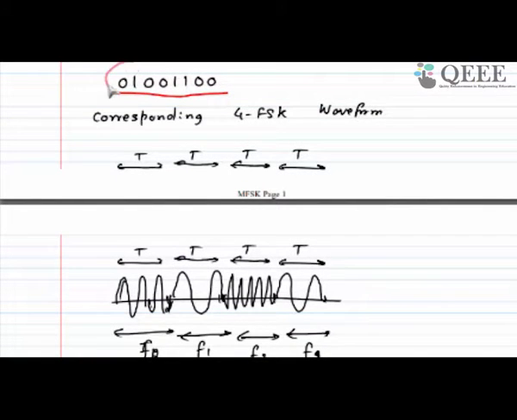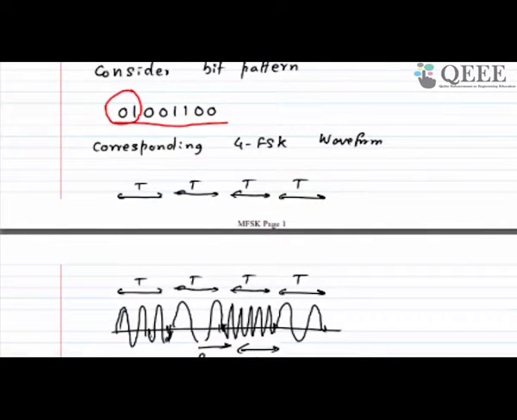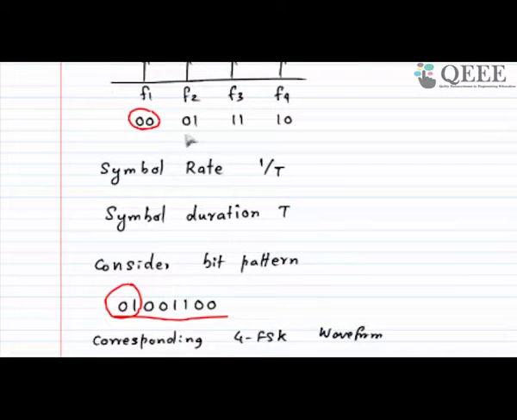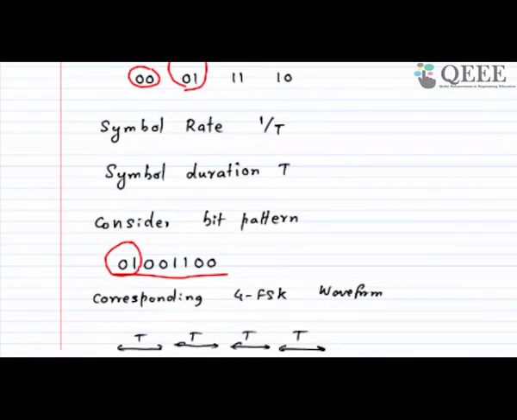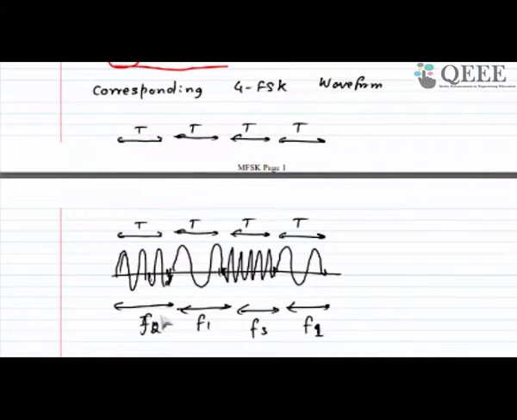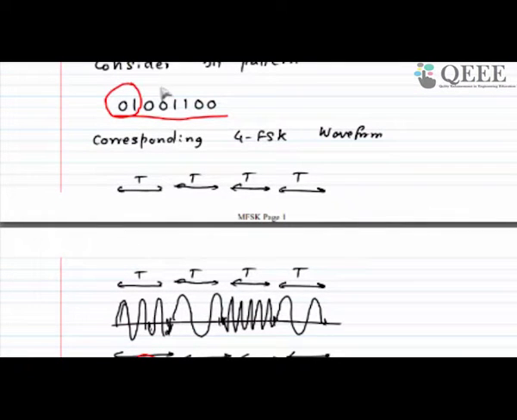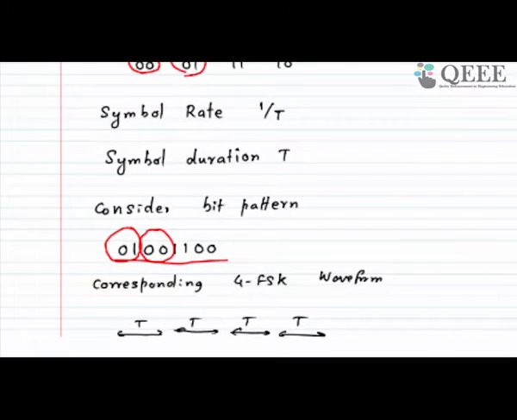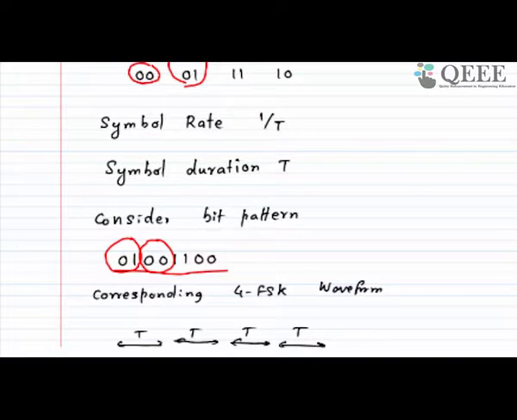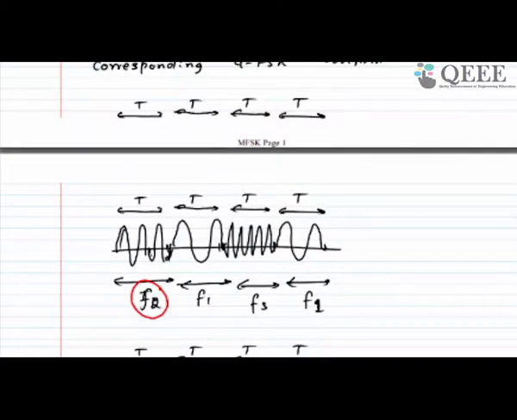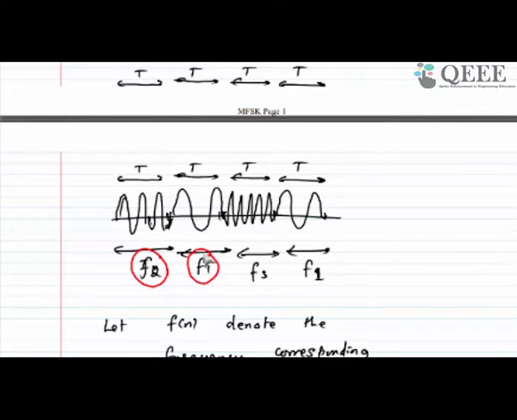So this 0 1 is the first set of 2 bits, right? If the bits are 0 1, I will send frequency f2. So for the first t seconds I will send a cosine waveform of frequency f2, and now after t seconds I look at the next pair of bits, it is 0 0, right? So 0 0 corresponds to frequency f1. So I will send the cosine waveform of frequency f1 in the next t seconds.